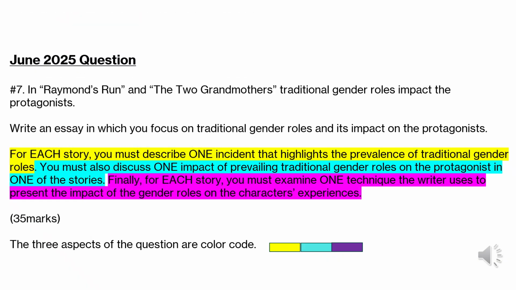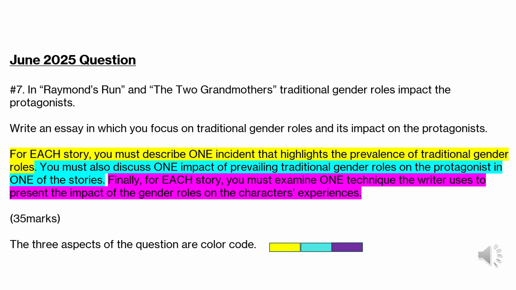June 2025 question. Question 7. In Raymond's Run and The Two Grandmothers, traditional gender roles impact the protagonist. Write an essay in which you focus on the traditional gender roles and their impact on the protagonist. For each story, you must describe one incident that highlights the prevalence of traditional gender roles.